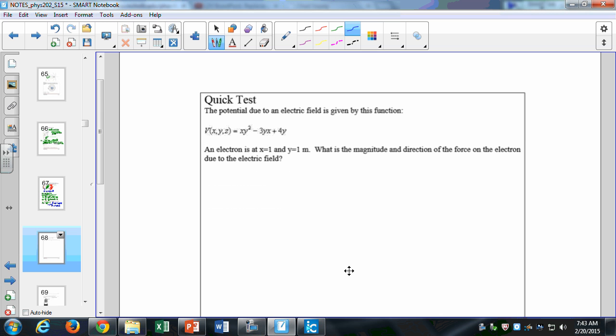There's a function v of x, y, and z. First, just find the electric field, and then we'll deal with finding the magnitude and direction of the force on that electric field. I have this function xy squared minus 3yx plus 4y. I just want to know the electric field. So you're going to be finding Ex, Ey, and Ez. Taking the partial of each of those.